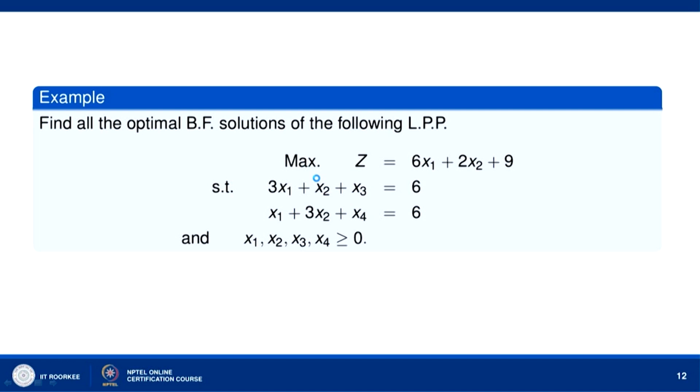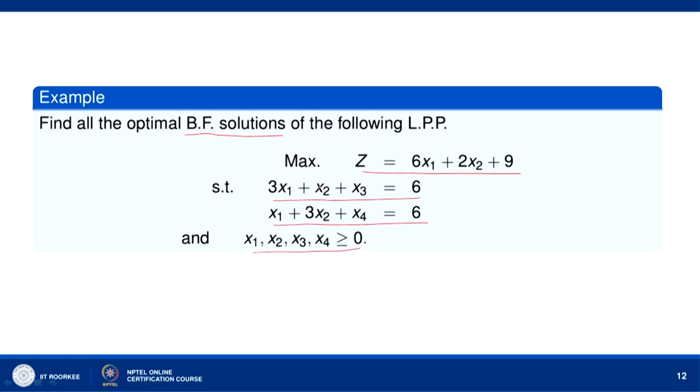Okay. So, let us consider this problem. For example, find the optimal basic feasible solution of the following LPP. So, we have z equal to 6 x 1 plus 2 x 2 plus 9. The constraints are 3 x 1 plus x 2 plus x 3 equal to 6, x 1 plus 3 x 2 plus x 4 equal to 6, and we have x 1, x 2, x 3, x 4 greater than or equal to 0.